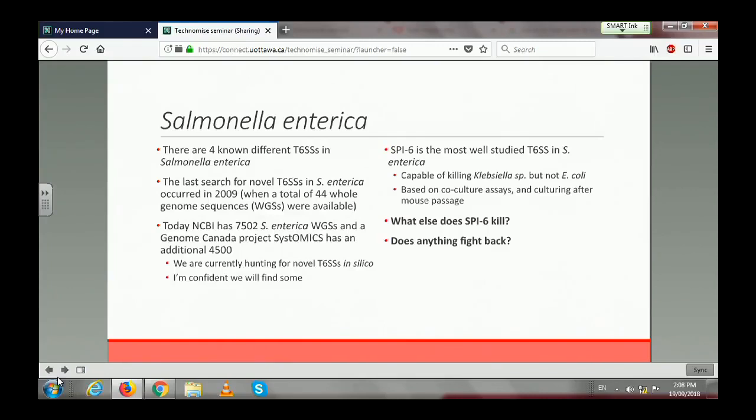It's capable of killing Klebsiella in the gut, but doesn't seem to be capable of killing E. coli in the gut. So we do see that specific interaction, but I don't think we understand the range of this particular system yet. So what else does SPI6 kill when it's in the gut? And does anything fight back are kind of the first questions we're going to attempt to answer.